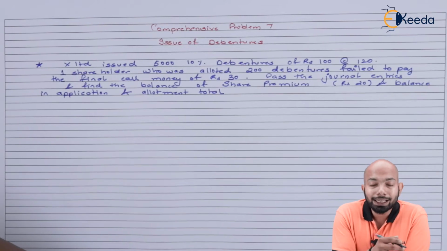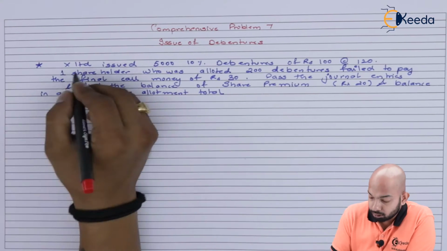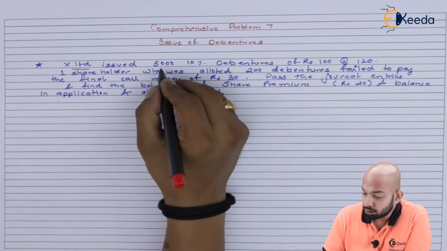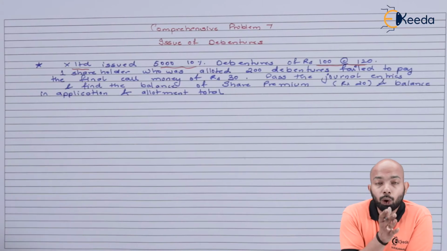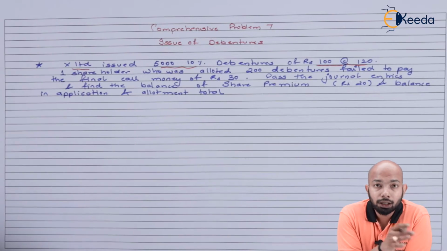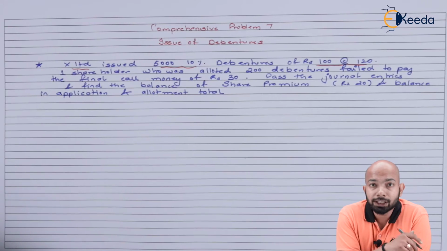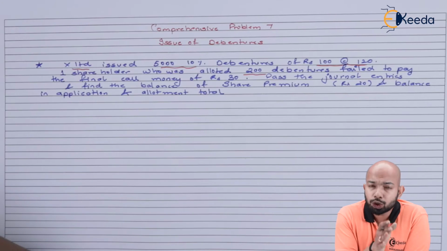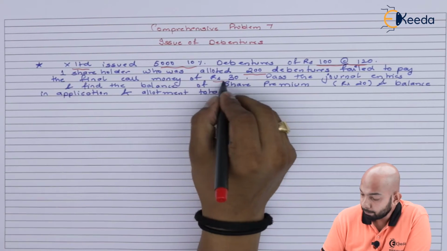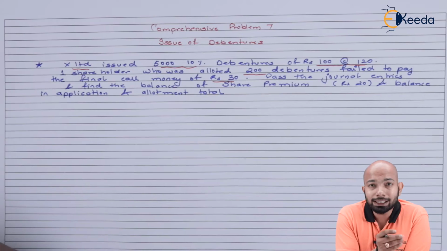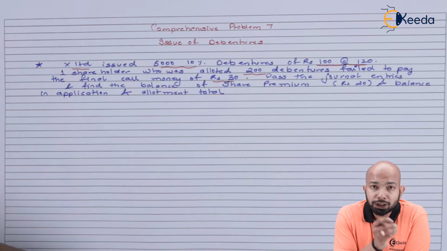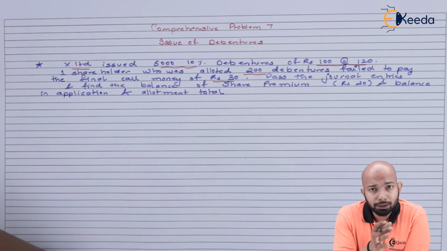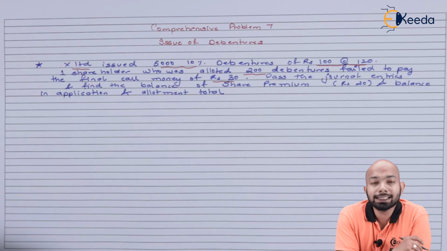The first case study refers to X Limited, who has issued 5,010% debentures of rupees 100 at 120. One shareholder who had 200 debentures failed to pay the final call money, which was for rupees 30. We have to pass the journal entries and figure out the balance of share premium as well as the balance of application and allotment. That is what we have to figure out. Let's go on to the next case study now.